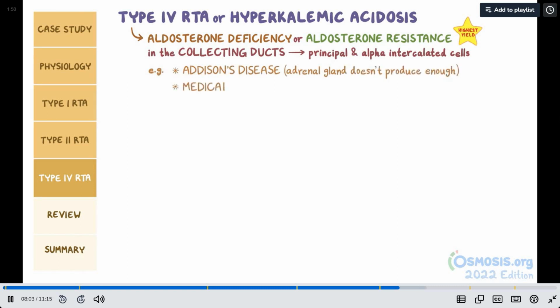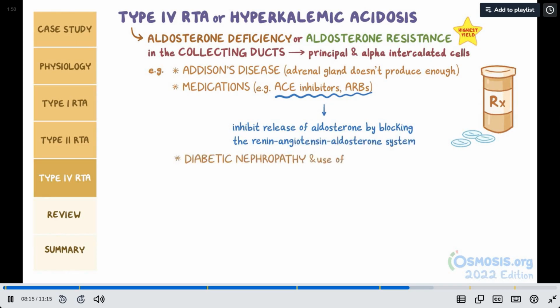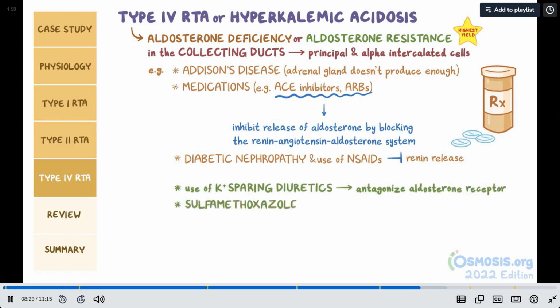Other causes include certain medications, like ACE inhibitors and ARBs, both of which can inhibit the release of aldosterone by blocking the renin-angiotensin-aldosterone system. Other causes include diabetic nephropathy and the use of NSAIDs, both of which can inhibit renin release. Aldosterone resistance can happen with the use of potassium-sparing diuretics, because they can antagonize the aldosterone receptors. Sulfamethoxazole trimethoprim can also cause aldosterone resistance, but the mechanism isn't clear.